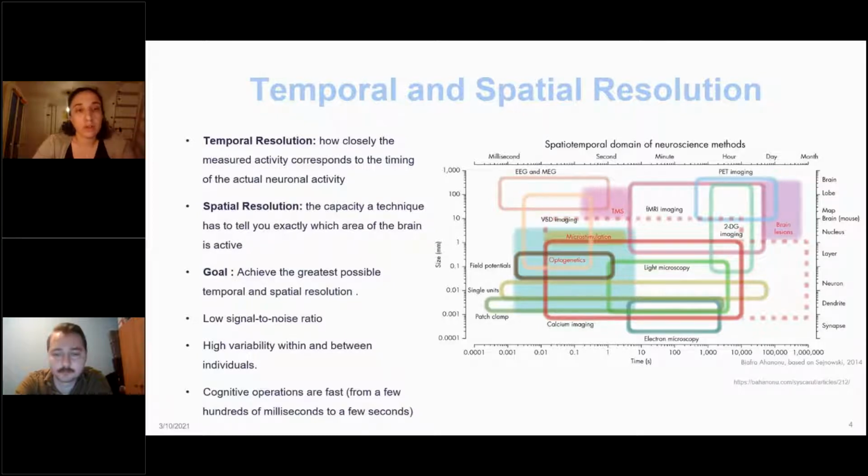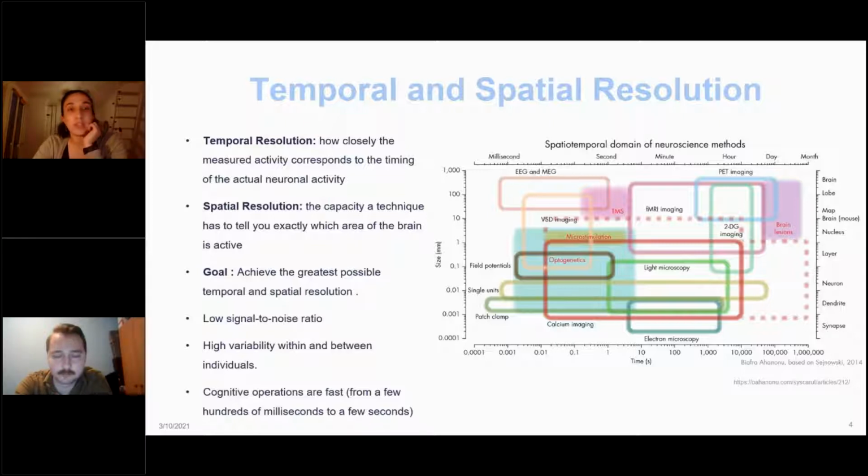And as technology evolves, we want to achieve the greatest possible temporal and spatial resolution, and if possible to combine those two. And at the right side of the screen, you can see where the different brain imaging techniques that we are going to go over tonight stand regarding spatial and temporal resolution.